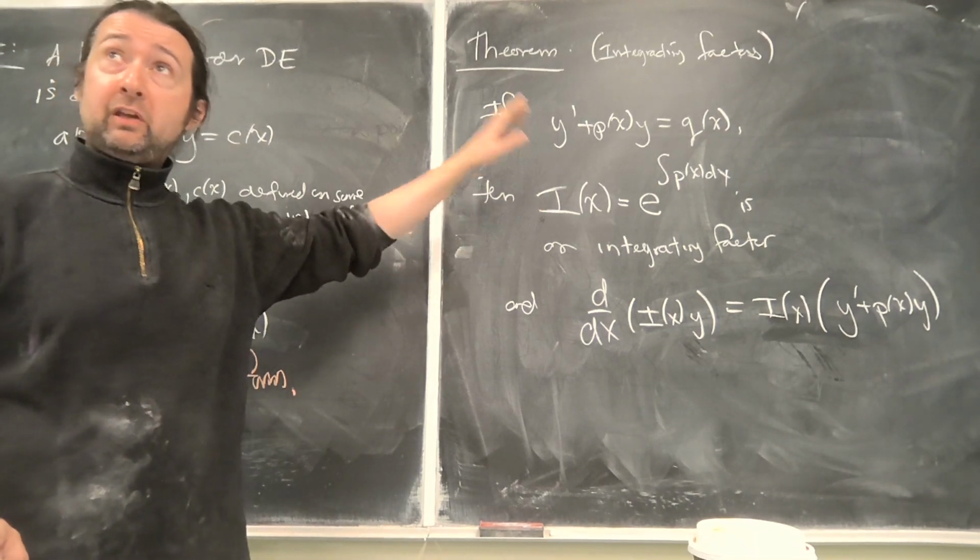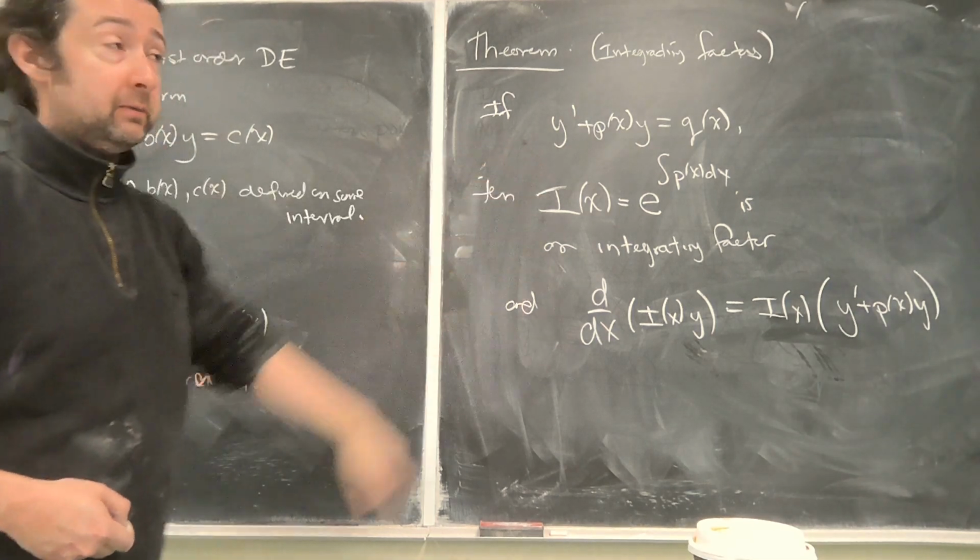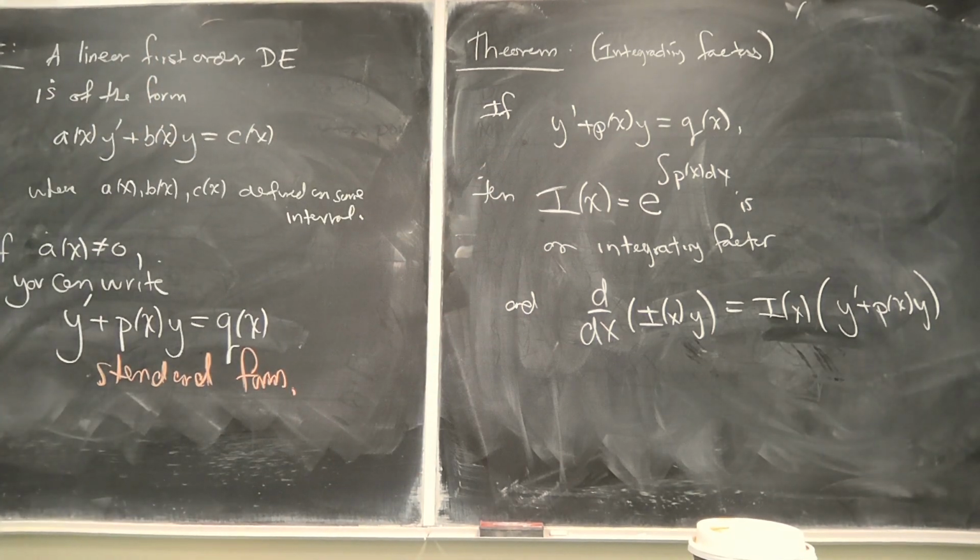So this is a formula for telling you the thing that you're going to multiply both sides of the equation by. So I'm going to prove that that formula works, and then we're going to do a bunch of examples of actually calculating these things and solving the equations.